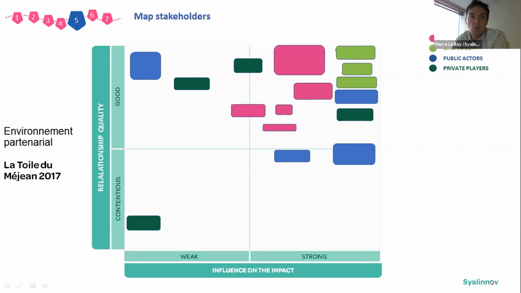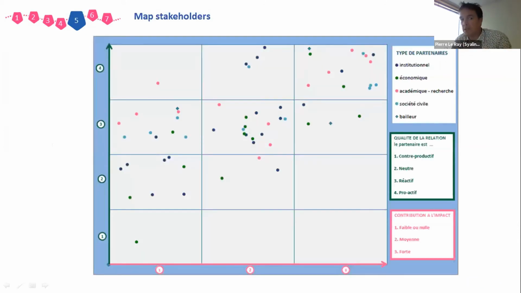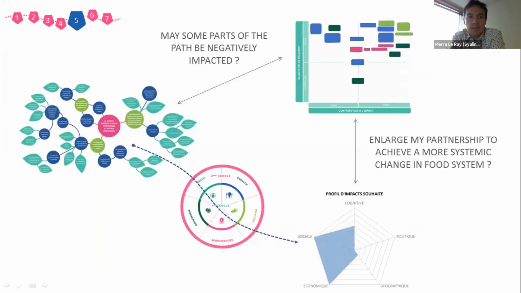That's also an interesting tool because we recently developed a slightly more complex matrix. It is interesting because from this partnership matrix, we can see in the impact pathway if some paths can, for example, be negatively impacted, or also linked with the potential impact radar. If the coordination team expects a more systemic impact, we can think about a new partnership and so on.